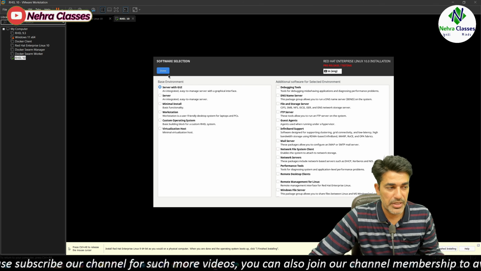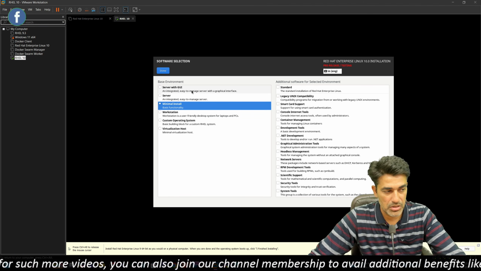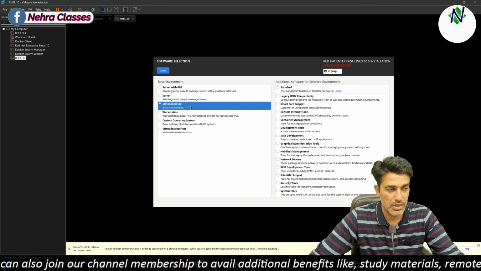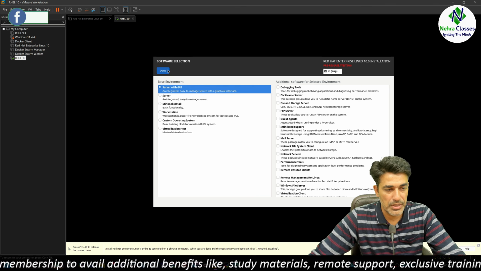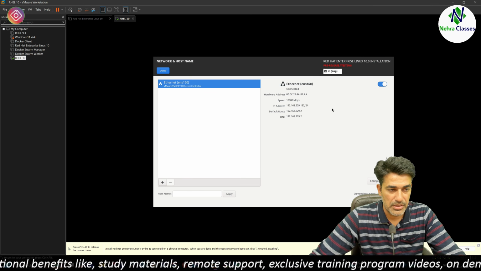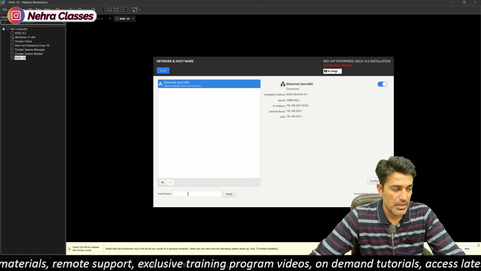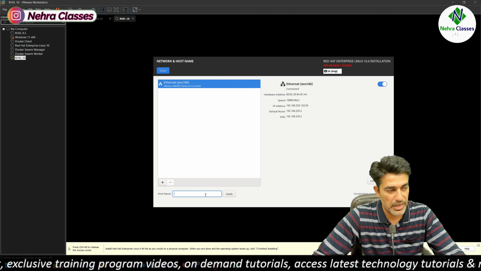If you have limited resources, you can go for the minimal install. It totally depends on your choice. At this option, you will not have the utility of running the GUI there. So we will go with server with GUI. Host name and network, it is already enabled. You don't need to do any changes here. In the hostname section, if you want, you can mention the machine hostname, or if you leave it blank, that's fine.